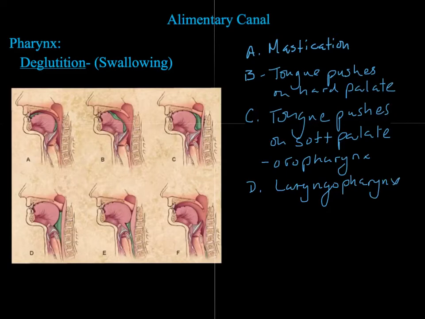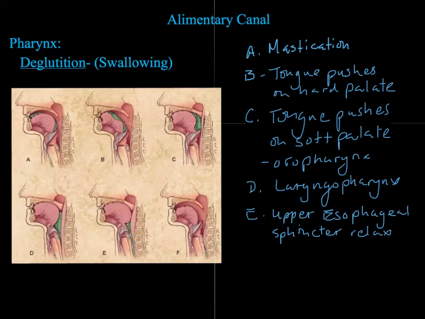And in step E, a ring of smooth muscle around the esophagus, called the upper esophageal sphincter, relaxes, allowing food to enter the esophagus, which is letter F.